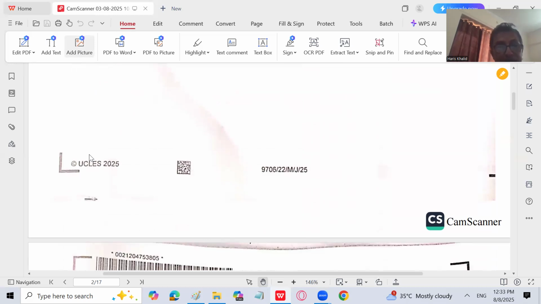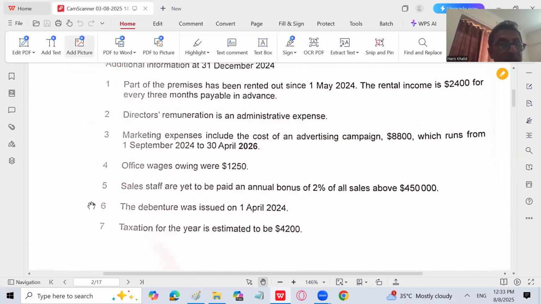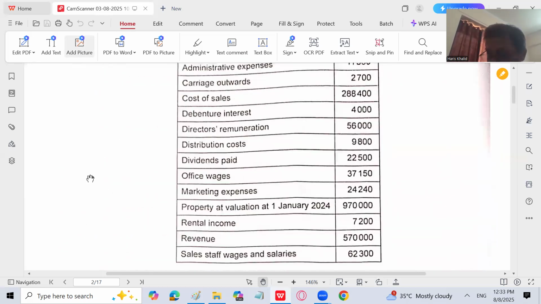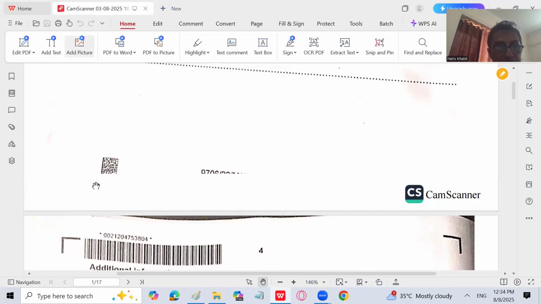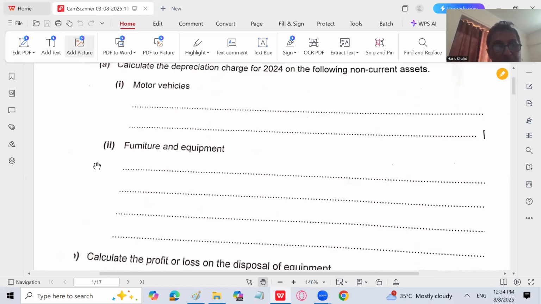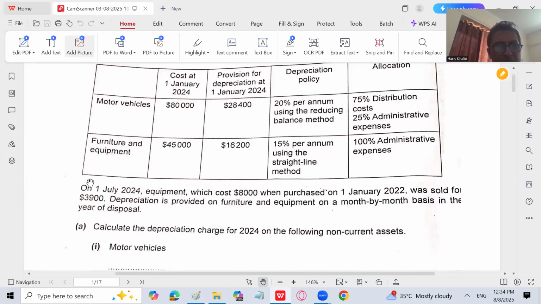I just want you to realize this is May-June 2025, variant 22, 9706, which is not yet uploaded by Cambridge, not yet disclosed by anyone. So it is here for you, May-June 2025, variant 22, question number 1.